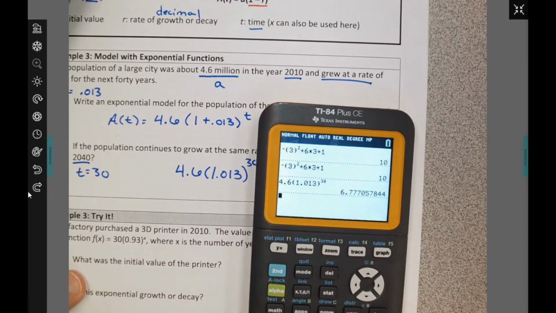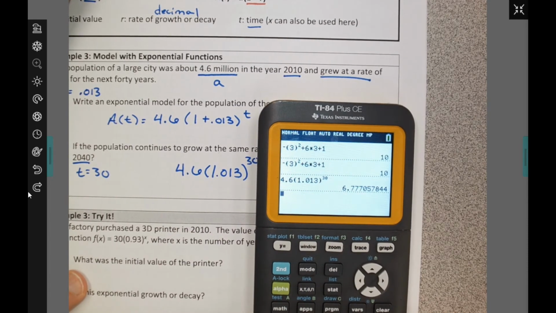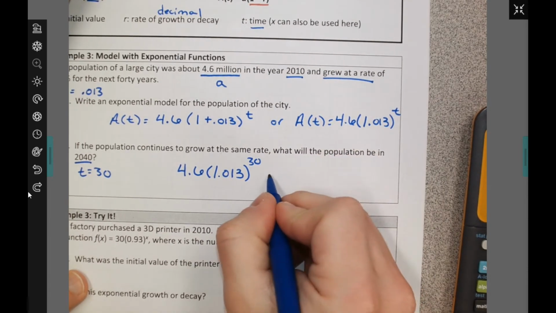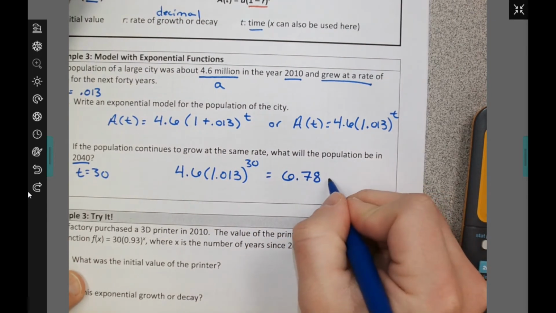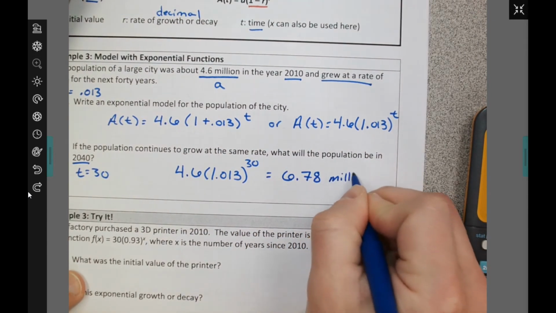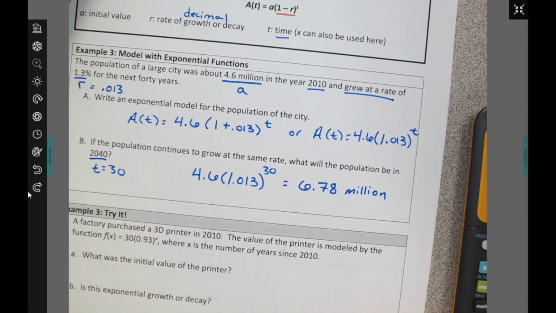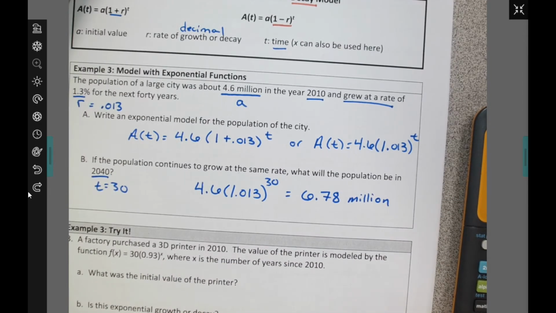So it's going to give me about 6.78 as my answer. Remember, it's not 6.78 people. It's going to be 6.78 million people. So that would be for an exponential growth model. Remember, if it's decay, it would be 1 minus.